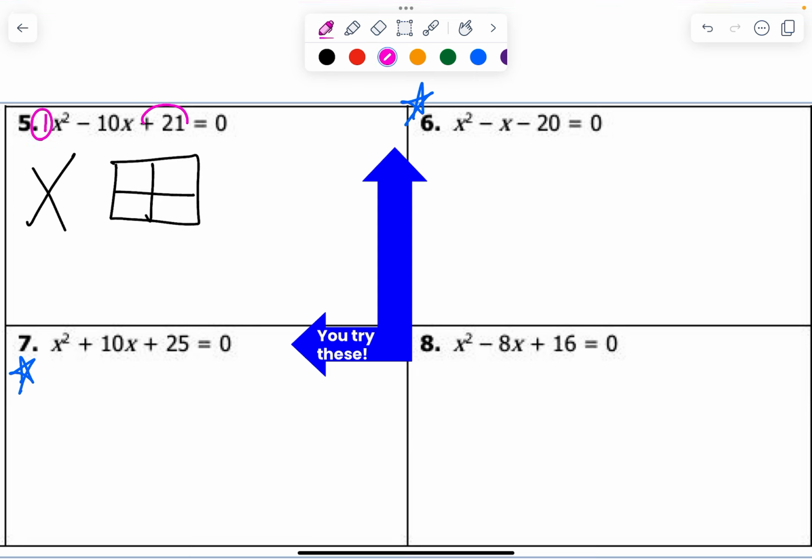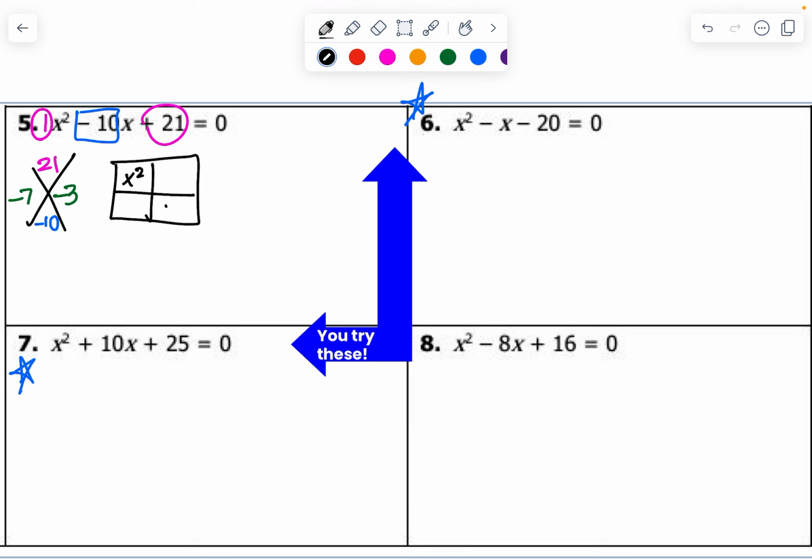1x squared times 21, that's 21. Negative 10 goes down here. So I'm thinking of two numbers that multiply to give me 21, but they add up to give me negative 10. That's going to be 7 times 3 is 21. However, it needs to be negative. 7 plus 3 is positive 10. If they're both negative, a negative times a negative is positive 21. Boom, there we go. Ready to fill in our box.